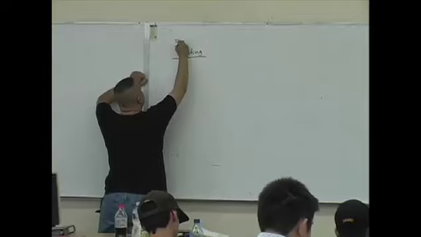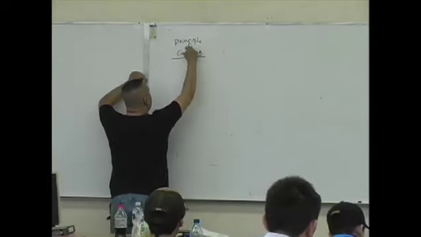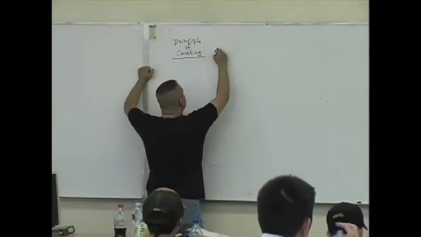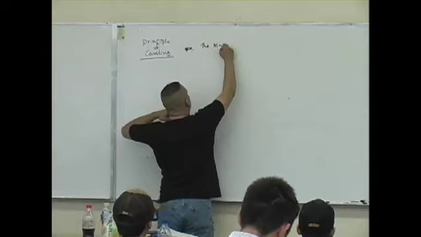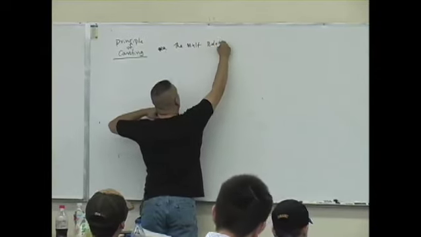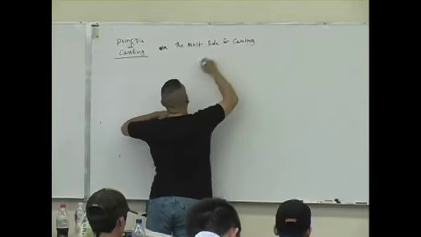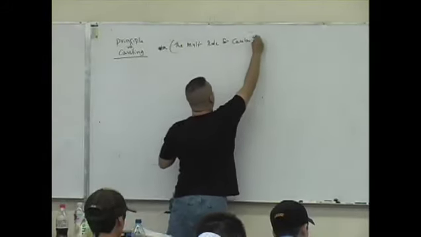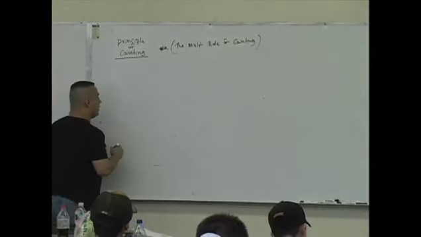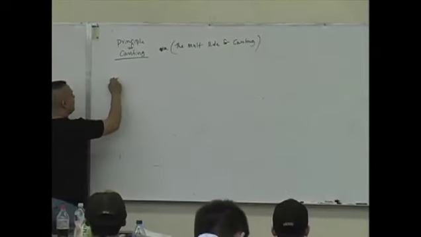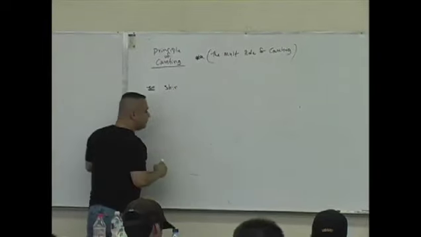Counting. Here's what I'm going to tell you. This is called the fundamental principle of counting. It's also known as the multiplication rule for counting. Okay? So here's the idea.